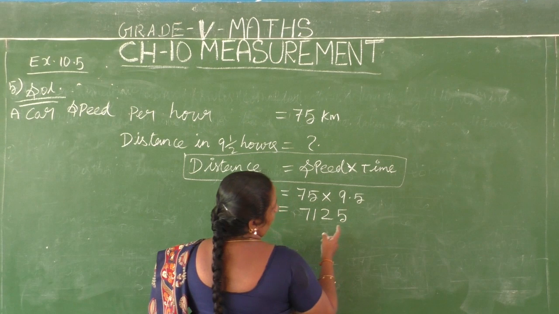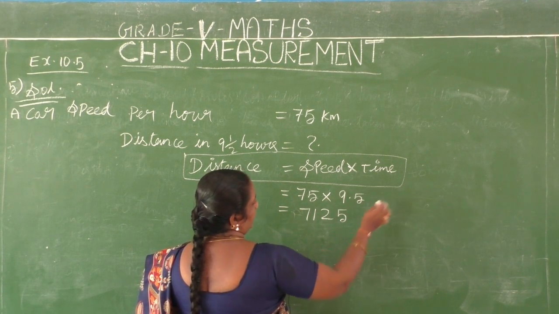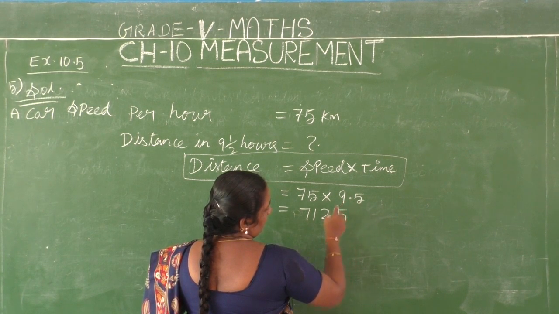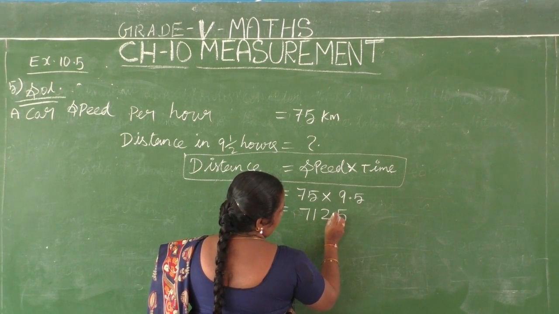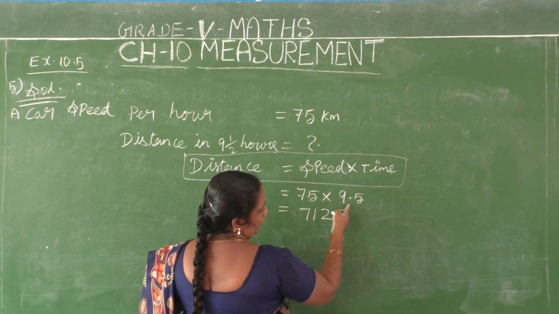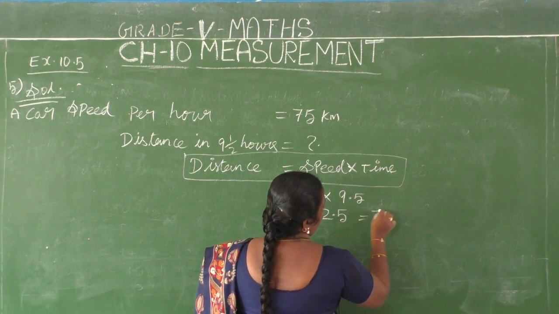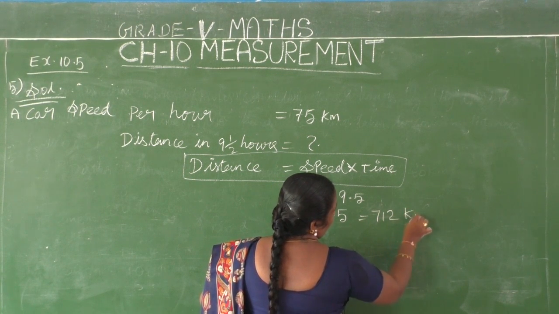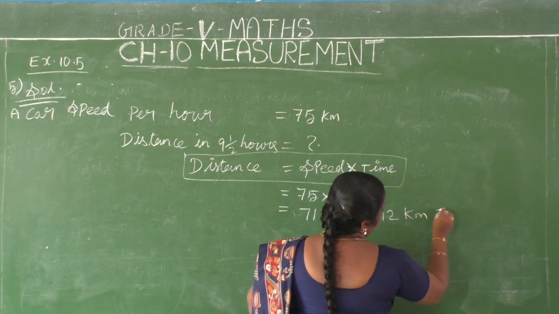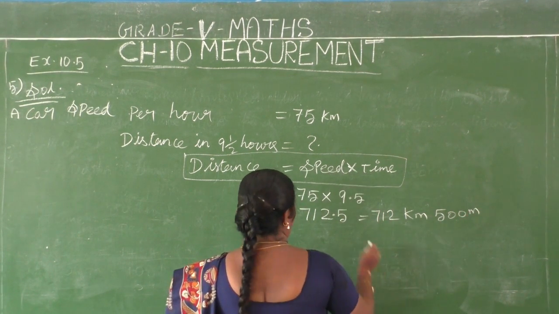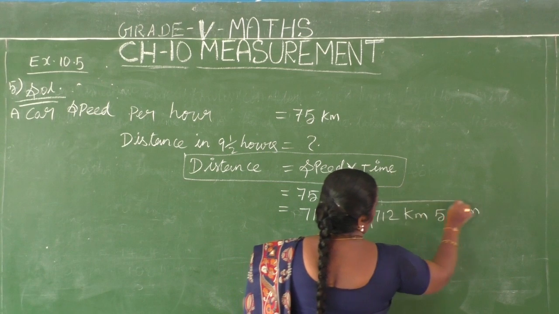7,125. Okay, if you want you can multiply on the side. So here after one digit you have to place the decimal point, because here also you have a decimal point. That means what is the answer? 712 kilometer 500 meter. This is the answer.